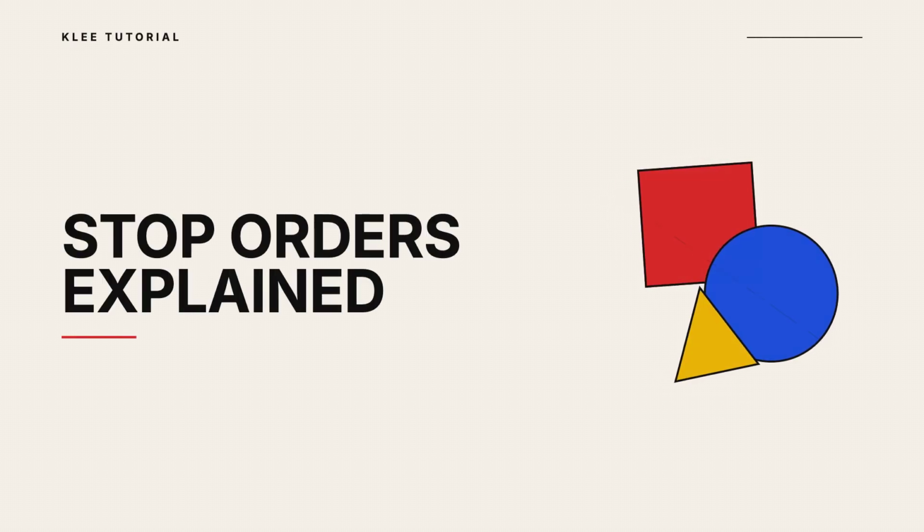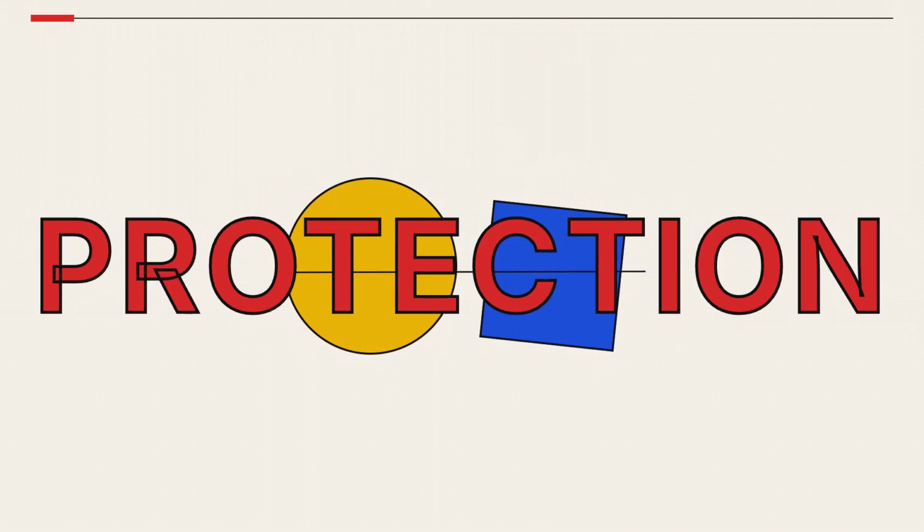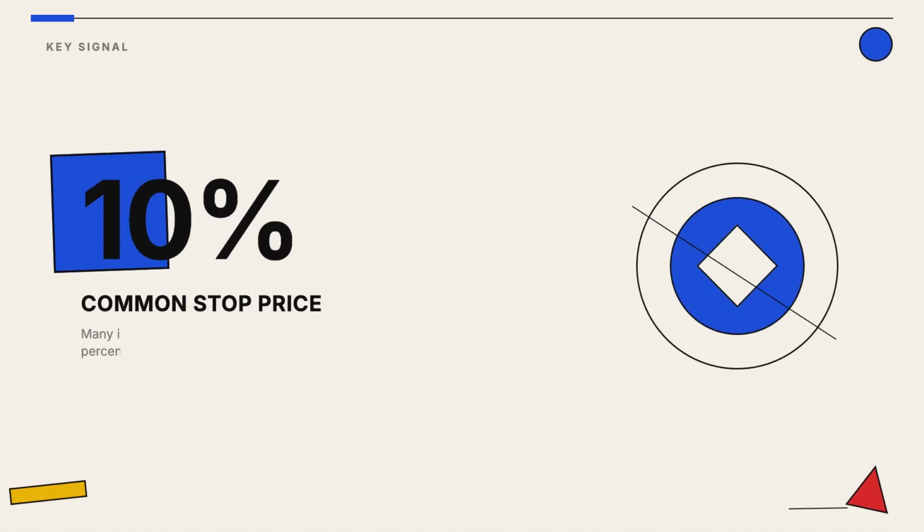A stop order is a tool investors use to manage risk when trading securities in the market. Think of it as an automated instruction to help limit potential losses or protect existing gains on your investments. If a stock drops below your chosen stop price, the order triggers and becomes a market order to sell.